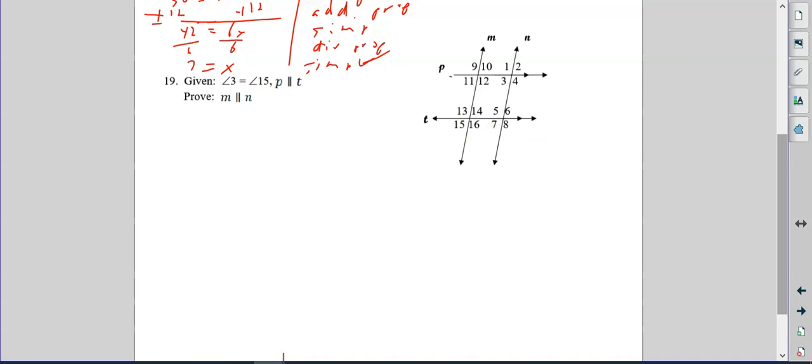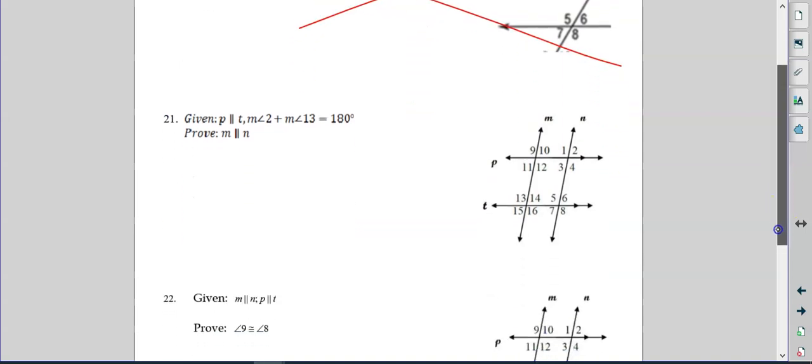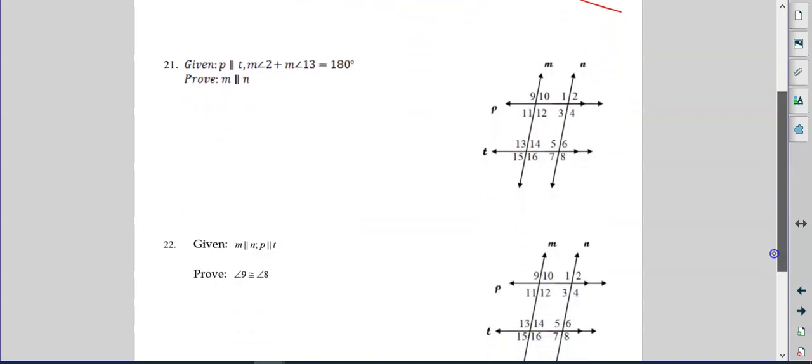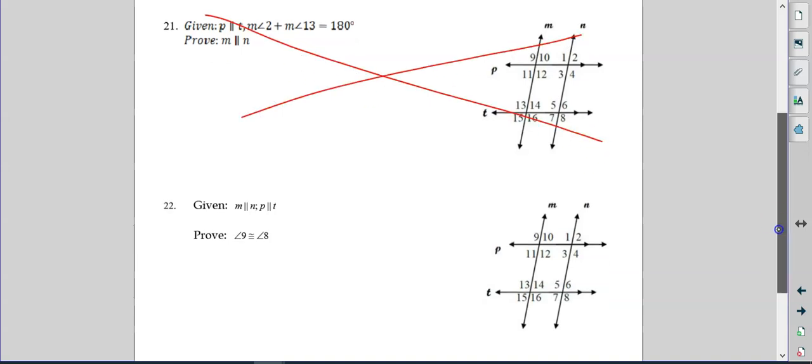Okay, we're going to skip this one. A little more complicated than it needs to be in preparation for the test. We're going to skip this one also because, as you can tell, there is no angle 10. This got cut off, so we're just going to leave that one off there. And we're going to skip this one and just end up with 22.